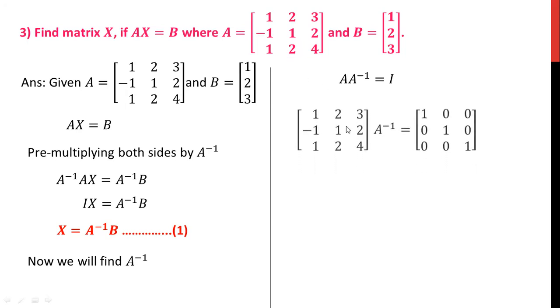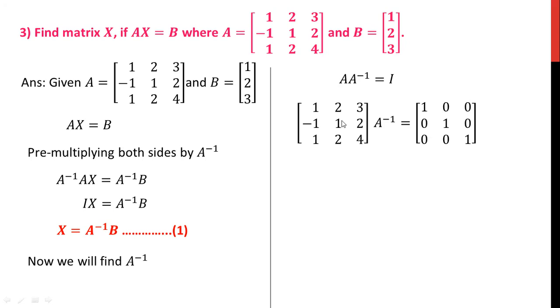Write the equation in the matrix form like this. This is the matrix A given to you, into A inverse, and on the right hand side, this is the identity matrix. Now as per the procedure, here we require 1, and there is a 1 given to you. Then we require 0 here, and then we require 0 here. So see the procedure. To get 0 here, we will use this transformation.